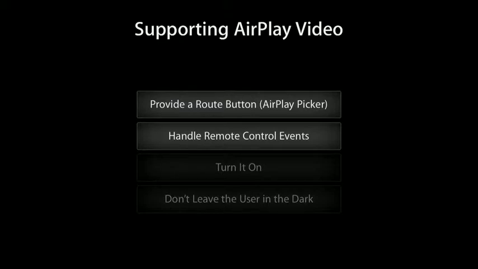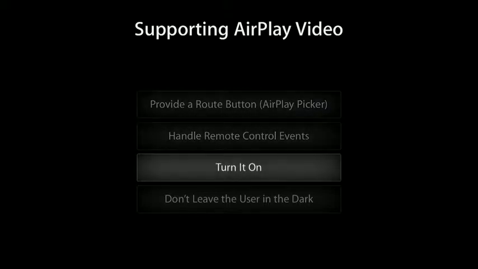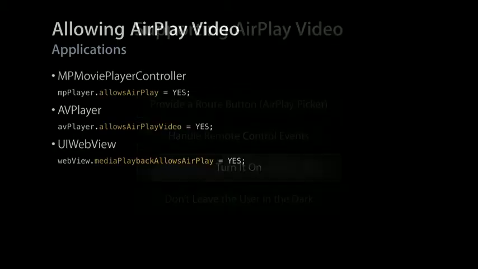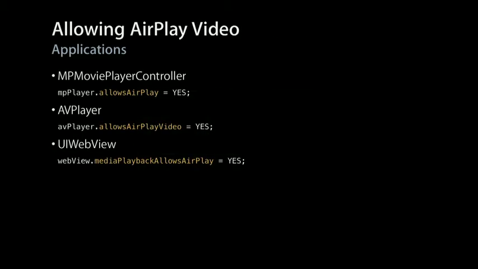There are 4 steps to supporting AirPlay Video. The first 2 you already know. They're the same as for audio, providing a route button and handling remote control events. The third step is to turn video on. Unlike AirPlay Audio, you can choose not to participate in AirPlay Video. The way you enable it depends on the interface you're using to play your video. Allows AirPlay for MP Movie Player Controller, allows AirPlay Video for AV Player, and Media Playback allows AirPlay for UI WebView. Don't ask me to explain why these have different names.